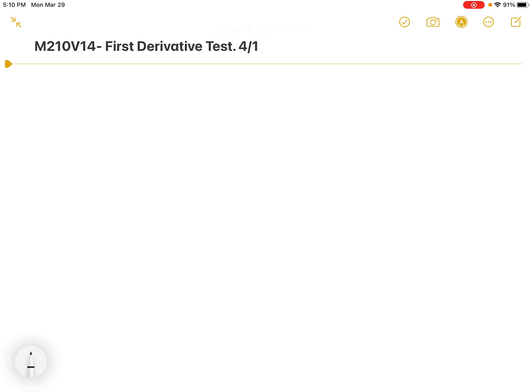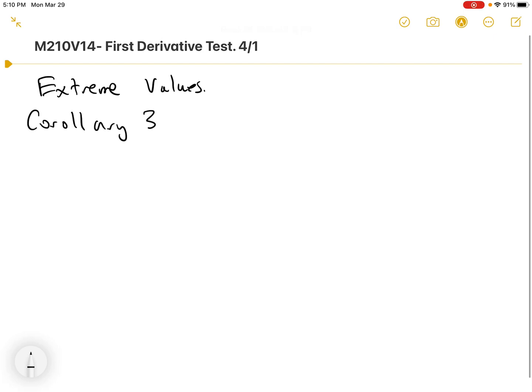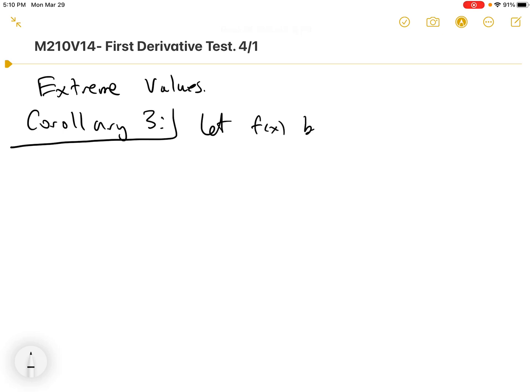So, we're going to extend what we learned in section 4.1 about extreme values. And over there we had a theorem. And this is the corollary to that theorem, which is just an add-on to the actual theorem. That's what a corollary does. So we let f of x be continuous on some interval ab.